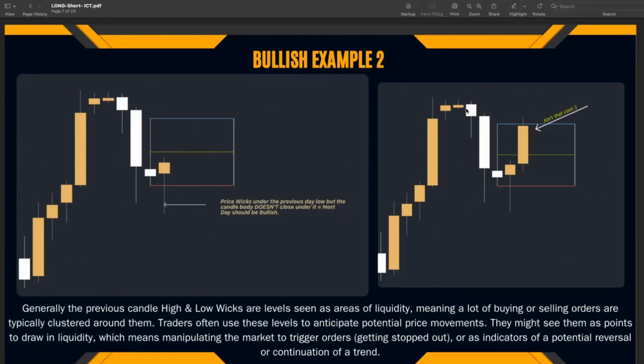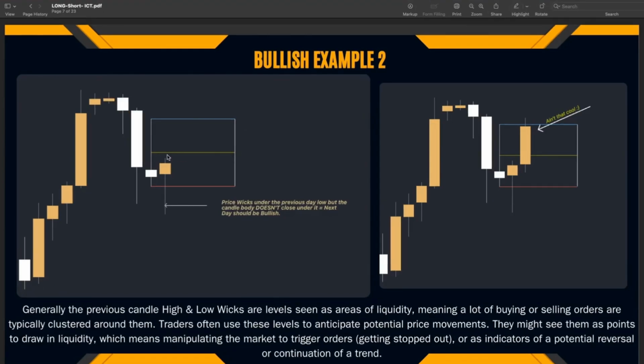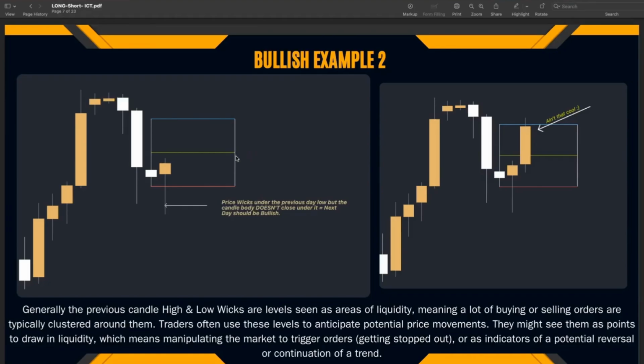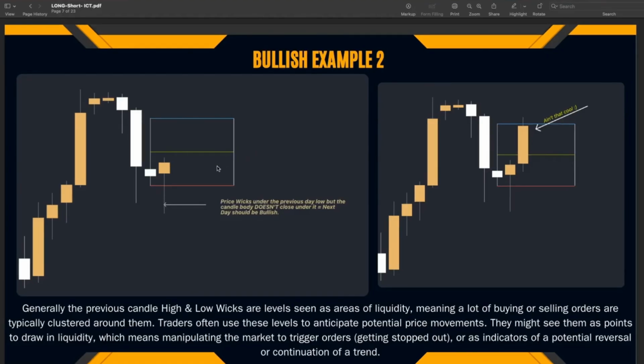Now, something I want to point out for this next example is some people use this middle line as the equilibrium zone or 50% zone. I personally don't really use it. I know some people trade off of this area or the 50% line of the candle when you draw it from wick to wick. I personally don't use it, but you can use it if you want to. I will show you a few examples later on how I personally would trade this type of bias.